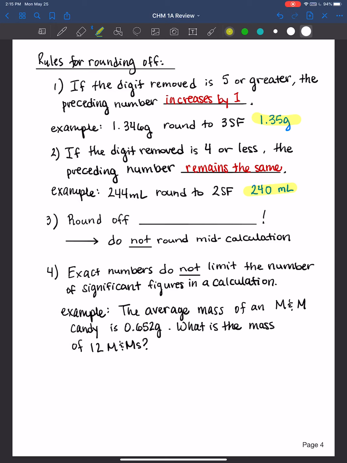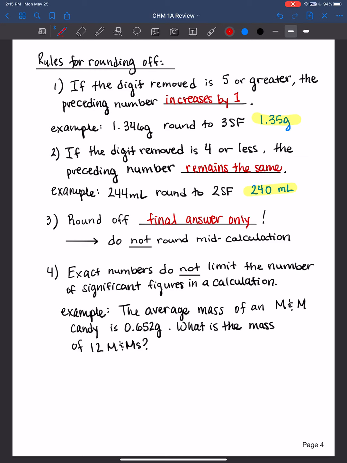Okay. Also, you've heard me say this before, but I just want to reiterate, round off final answer only. Do not round mid-calculation. This introduces rounding error, and in second semester general chemistry, that can make a significant difference since we're working with small quantities. So be sure to keep digits on your calculator, keep track of significant figures or decimal places throughout using the trick that I just taught you in the previous examples, and then round at the very end.